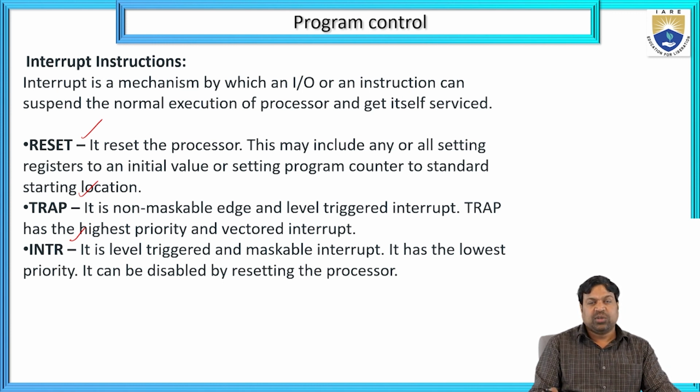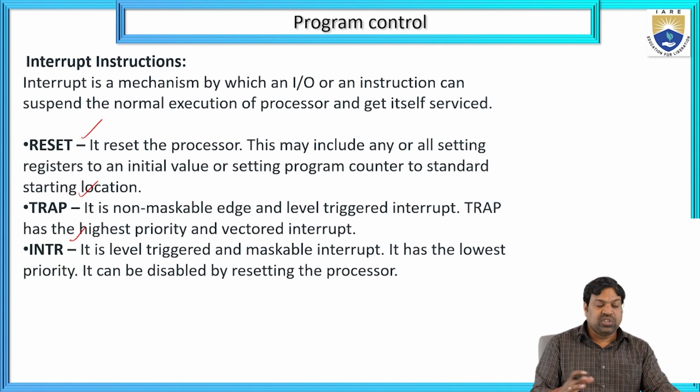Reset. It resets the processor. This may include setting any or all registers to an initial value, or setting the program counter to a standard starting location. Trap is a non-maskable, edge and level triggered interrupt. Trap has the highest priority and is a vectored interrupt. INTR is a level triggered and maskable interrupt. It has the lowest priority and it can be disabled by resetting the processor.